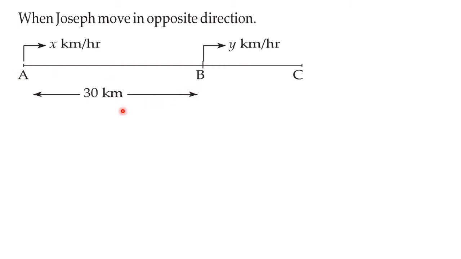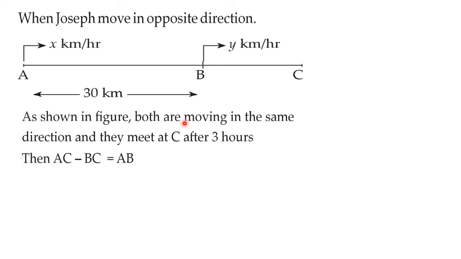Okay. So now what is told to us is that they are moving in the same direction. Then they meet after 3 hours. There it was 1 upon 3 hours, now it is 3 hours. And also what we can see here is AC, that means the distance travelled by Joseph. Okay, time is 3 hours and speed is 3x. So the distance AC is 3x.